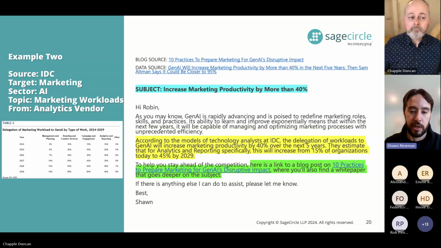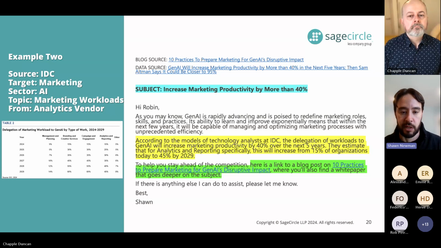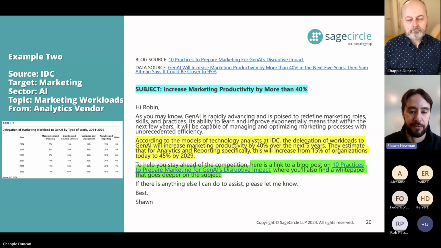Just here is your across the chasm, in building that awareness and why this is important. Over the next 5 years, we're an analytics and reporting vendor. It's going to go from 15% of organizations using Gen AI for analytics and reporting today, in 5 years, it's going to be almost half, right?